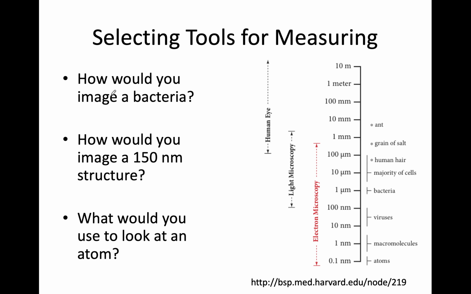So I'll let you think about these questions here. The key thing is to understand that depending on what we're looking at, the size, so if we're looking at an ant, a grain of salt, a human hair, bacteria, a virus, an atom, we can look at them with different tools. So for instance, the human eye might be able to image a grain of salt, but if we want the human eye to be able to image bacteria or viruses, it's just not possible. So we have to use a tool such as light microscopy or electron microscopy to investigate the structure of those materials.